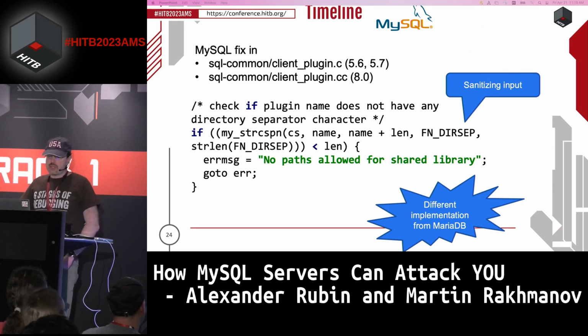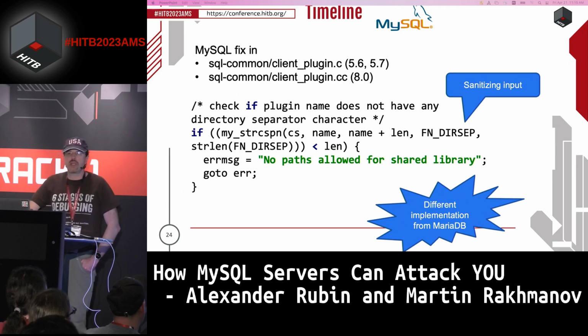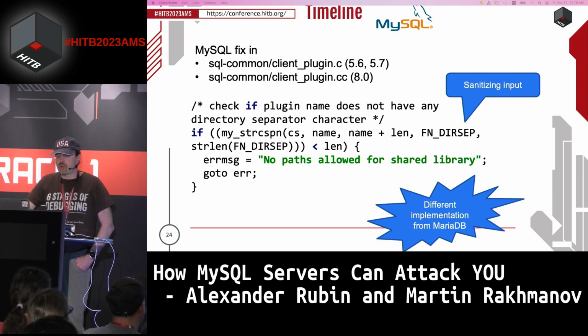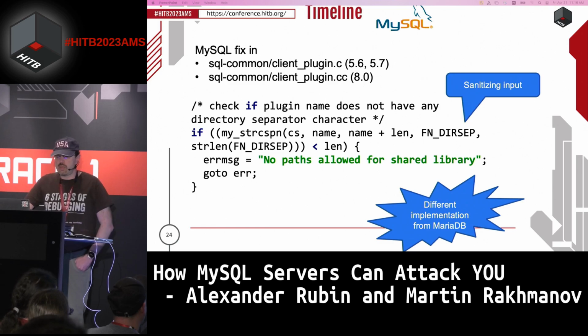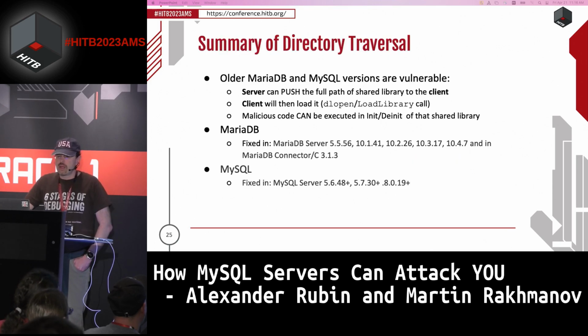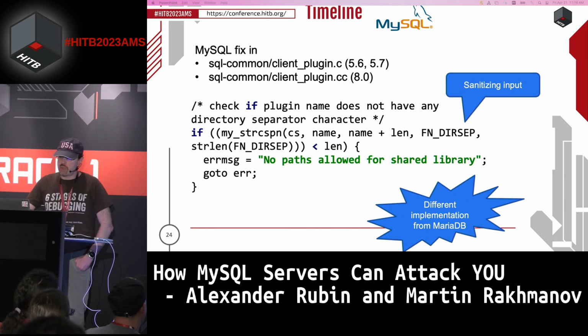So the fix is different from the MariaDB implementation. In the MariaDB implementation, it just checks for bad symbols that can be used. And here, it is a little bit more cryptic, right? So it uses this function called strcspn, and we will look at that function a little bit later.